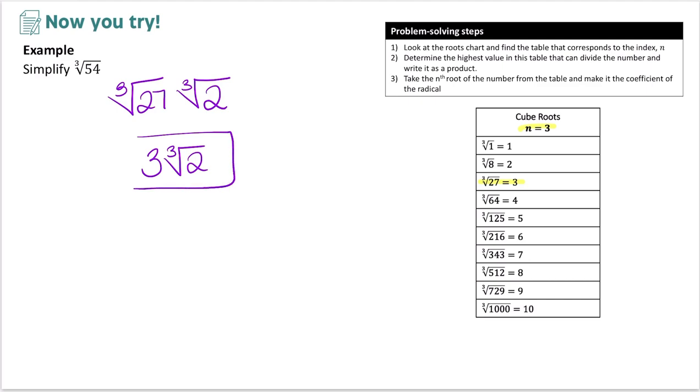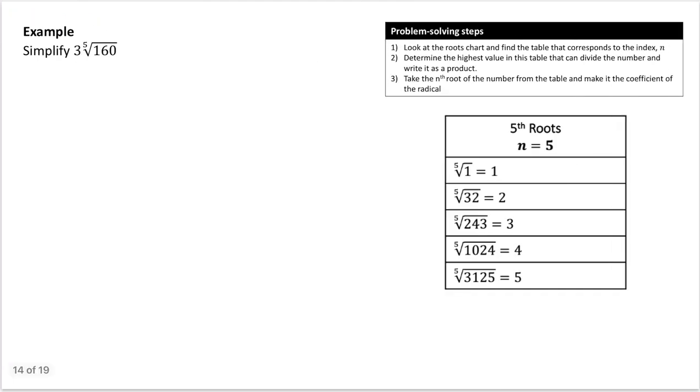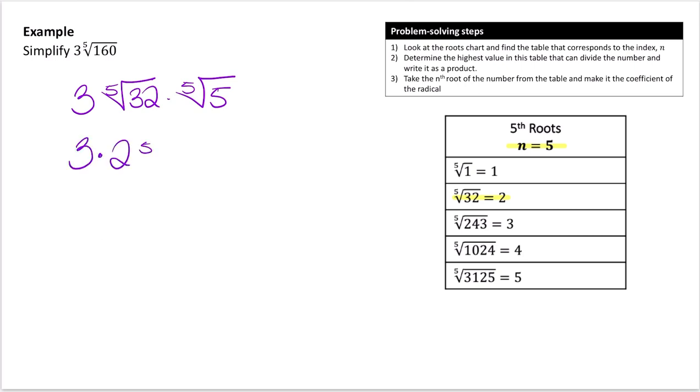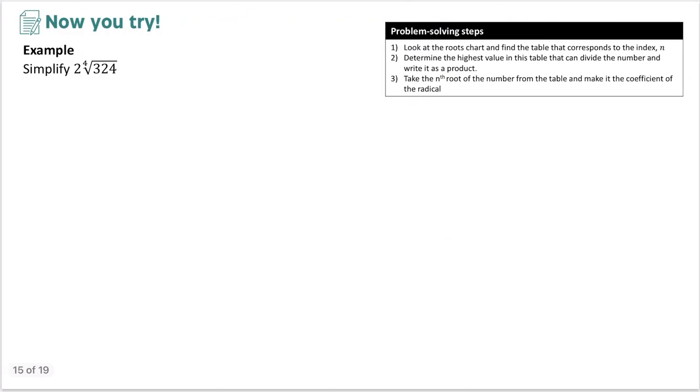Just like with square roots, we can have terms that have coefficients in front. What if we're simplifying 3 times the 5th root of 160? When I'm simplifying, I'm going to focus in on the radical, and then I'm going to go to the n equals 5, and then n equals 5 tells me that the biggest value that evenly divides 160 is 32. So I'm going to rewrite this as 3 times the 5th root of 32 times the 5th root of 5. The 5th root of 32 is 2, so this now becomes 3 times 2 times the 5th root of 5. 3 times 2 is 6, so I can combine those, and I have 6 times the 5th root of 5. Now you can go ahead and pause the video and try doing this example on your own.